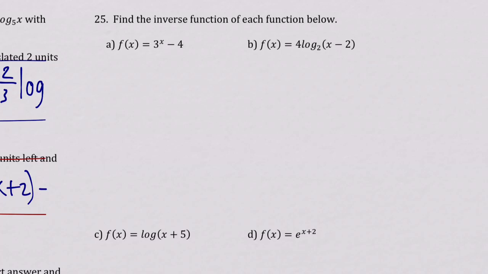Alright, last one. Find the inverse of each function below. F of x equals 3 to the x power minus 4. Remember, the inverse involves solving for x and then flipping the x with the y, right? So the first thing I'm going to do is change f of x to y.